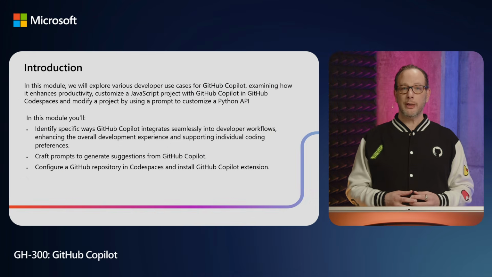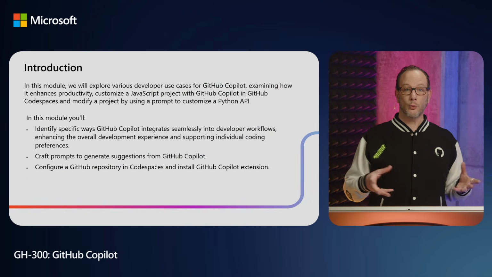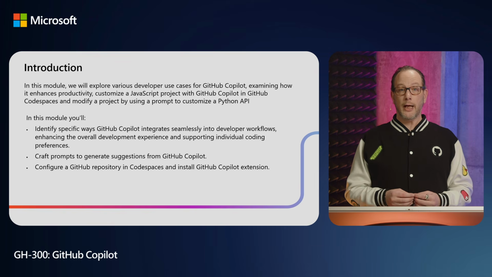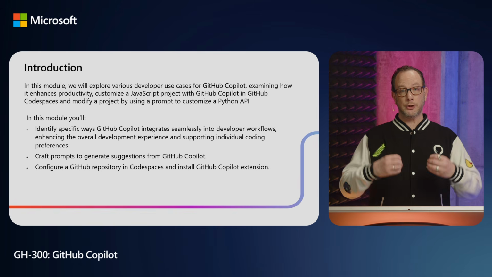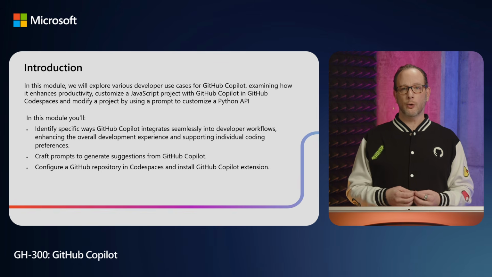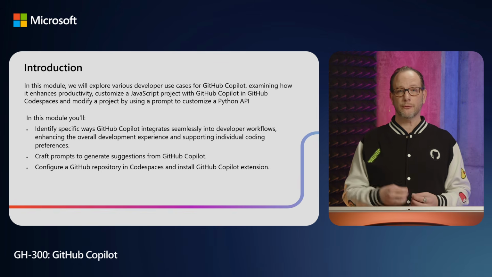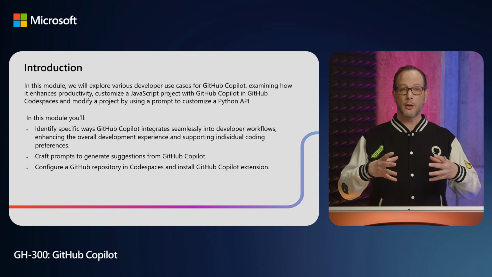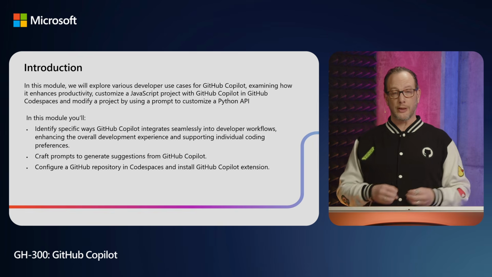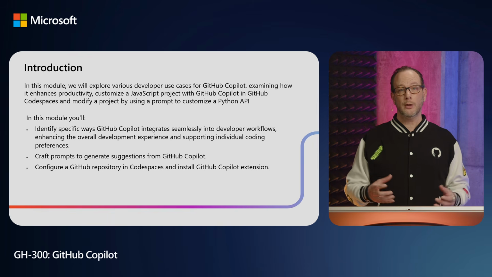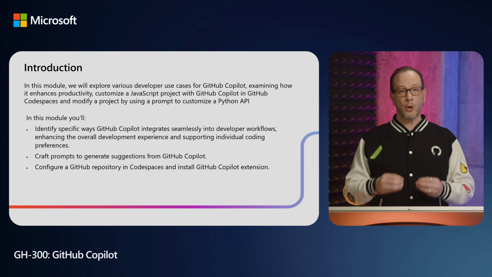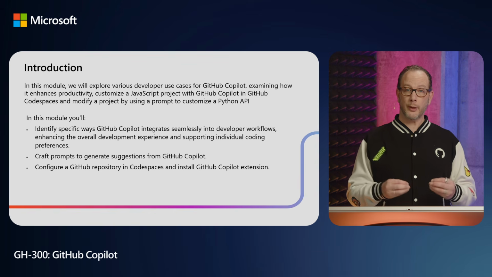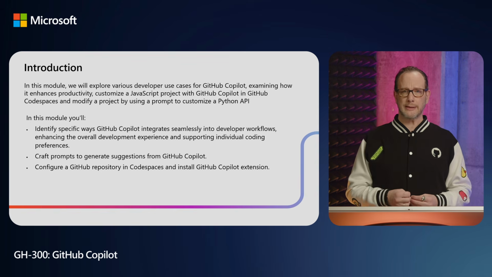As always, we begin the module with an outline of what you will gain and why it matters. The focus is on understanding how GitHub Copilot integrates naturally into a developer workflow, enabling developers like yourself to work in ways that align with your personal coding style rather than imposing a new process or a different toolset. The module also introduces more practical skills, such as crafting prompts and configuring GitHub Copilot inside GitHub Codespaces.